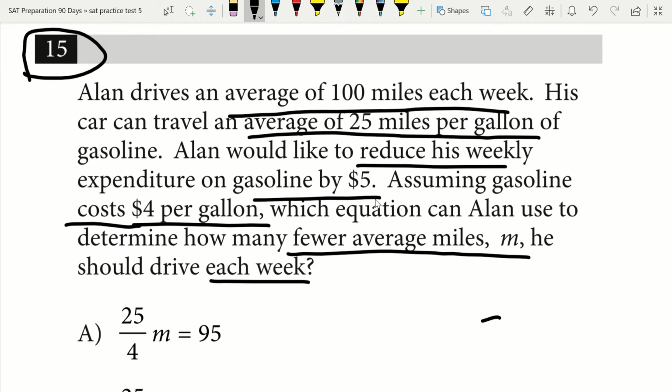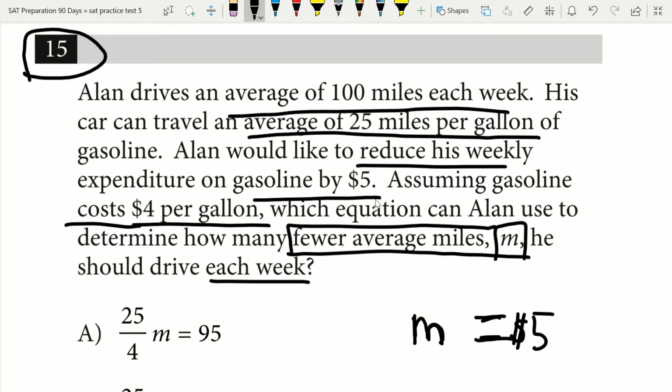Okay, so in this case, I have a cost equation. I want to reduce my cost by $5, so I'm going to set it equal to $5. Now I want to use my variable M for how many less average miles I'm driving. So my variable M is going to be my miles that I'm driving less, so my decrease in miles. Now I want to end with $5, right? So I'll put that right there.